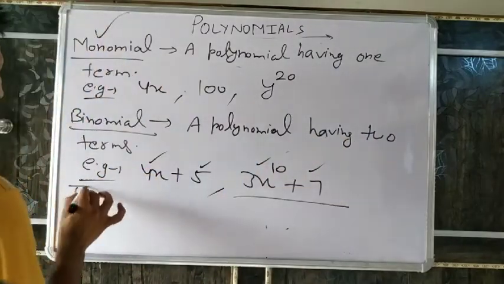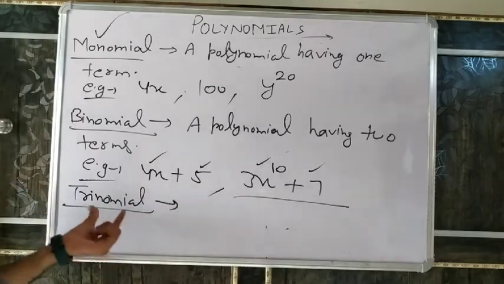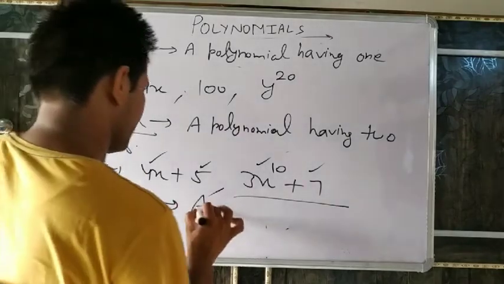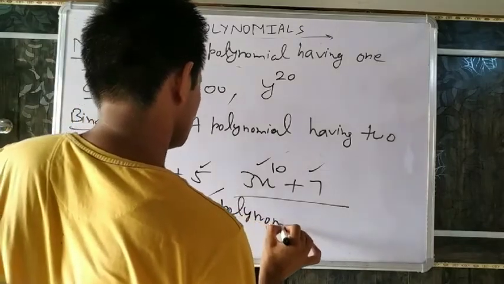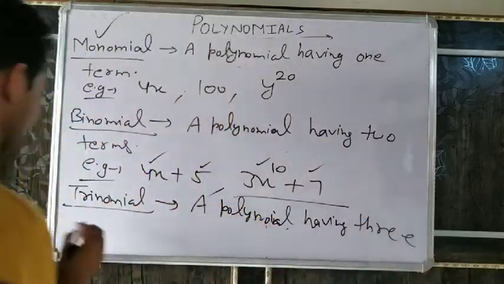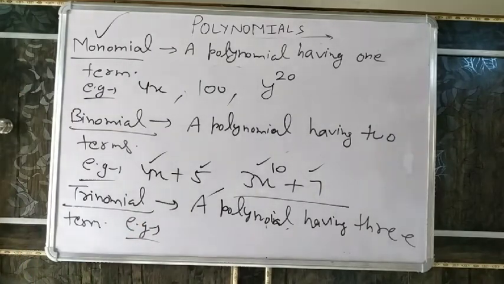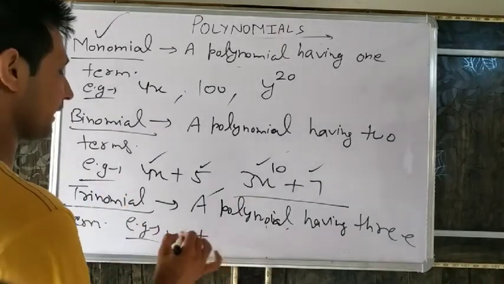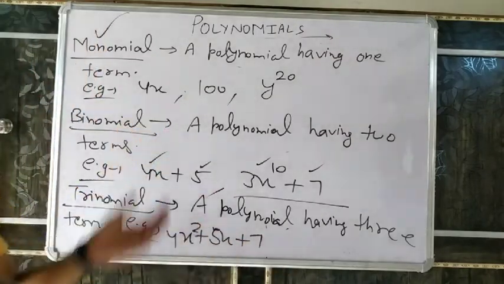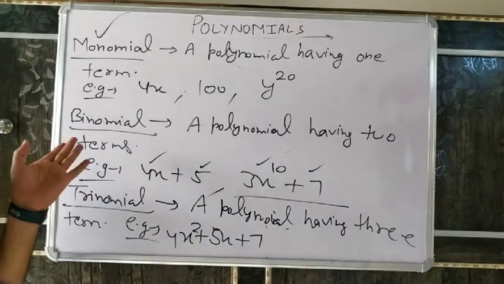Third is trinomial. By the name you can also guess what a trinomial is. Tri means 3, bi means 2. A polynomial having 3 terms is called a trinomial. Very good. Next, for example, we can write 4x plus 4x square plus 5x plus 7. 3 terms. So there are infinite examples of monomial, binomial and trinomial.